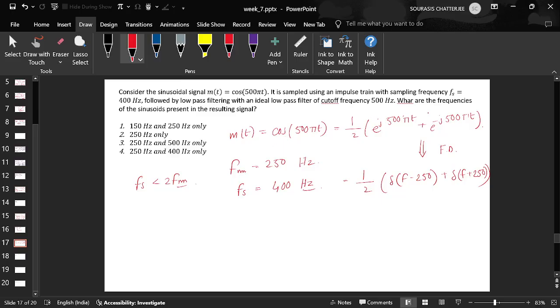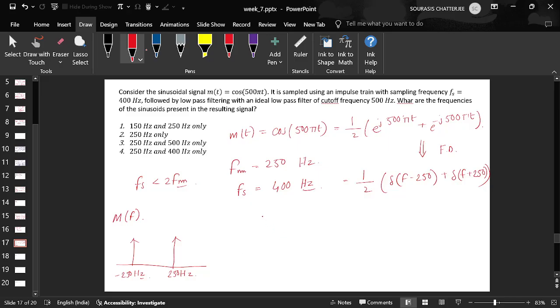So it says that when you sample using an impulse train of the sampling frequency, and then you pass it through a low pass filter of cutoff frequency 500 hertz, what are the frequencies of the sinusoids present in the resulting signal? Okay, fine. We already have the spectrum of the signal here, so let me graphically draw it. It's much easier to remember that way. So here you have 250 hertz, and here you have minus 250 hertz.